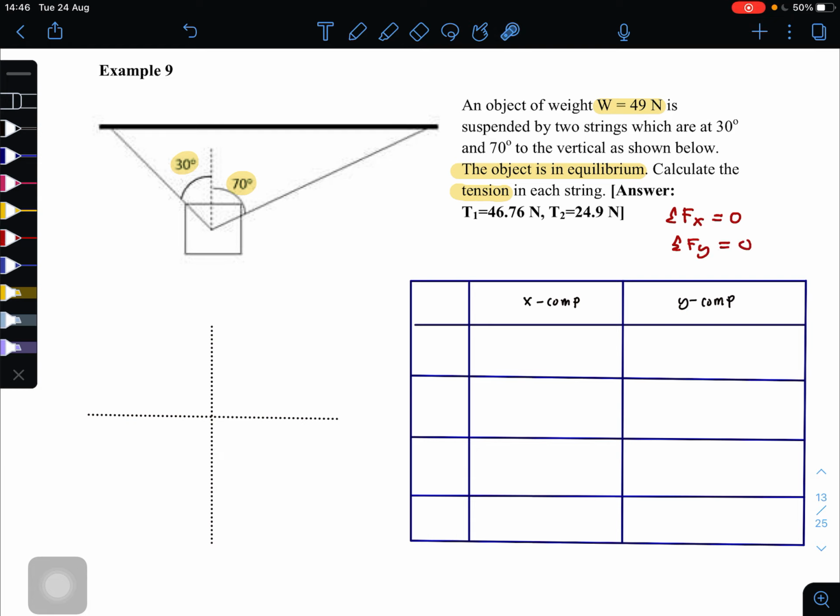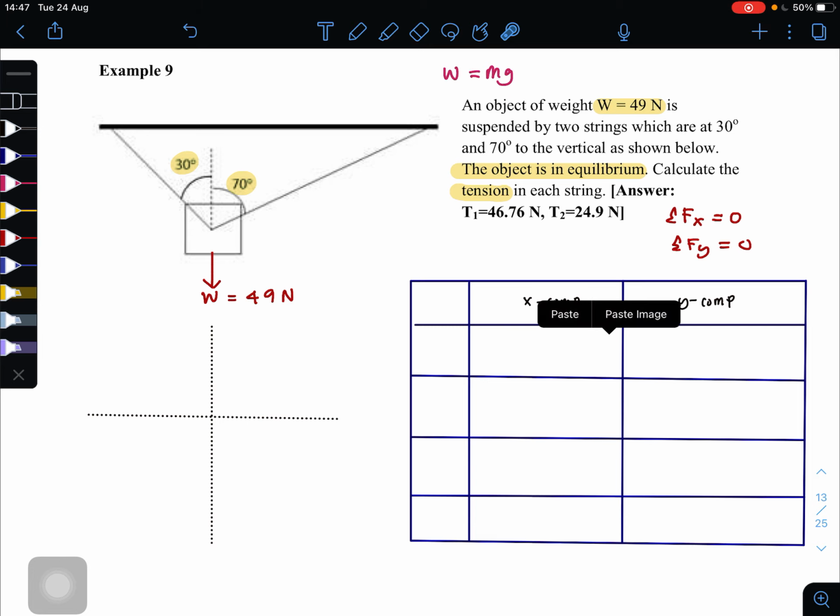Okay, so again we need to follow the steps. First step is to identify all the forces. The most important thing when we identify the forces is we have the weight force. So always have a weight force going downward, which is equal to W. And we are actually given here the value for W, which is 49 Newton. So Newton here is the value for the force already. So we don't need to find W is equal to mg. Basically, this is equal to mg.